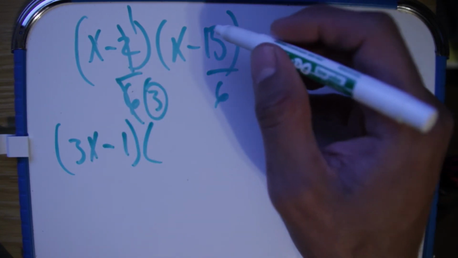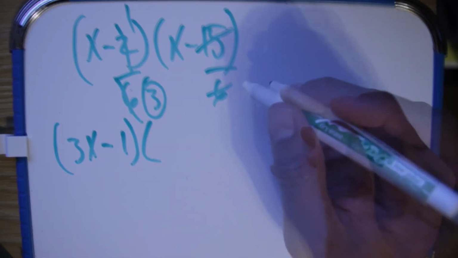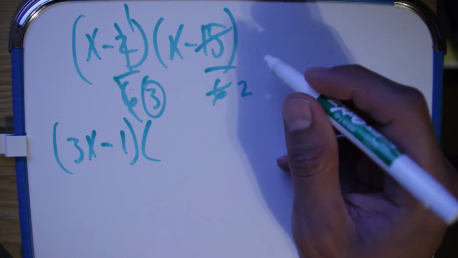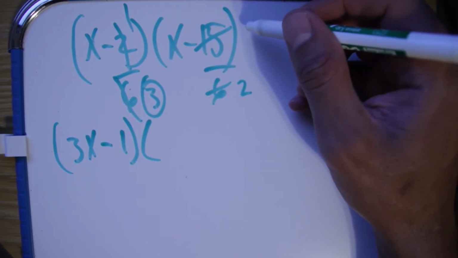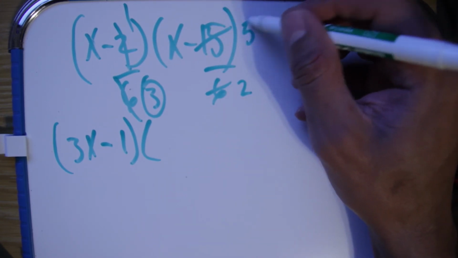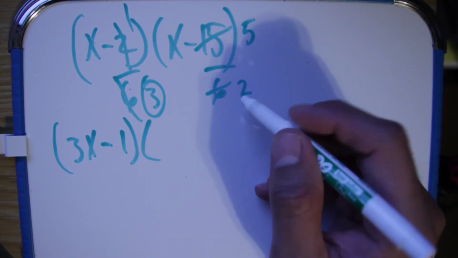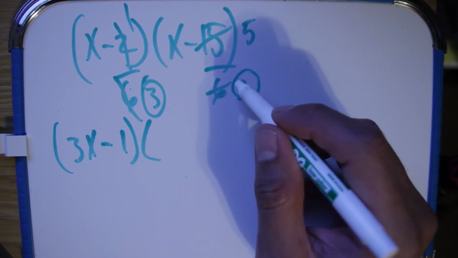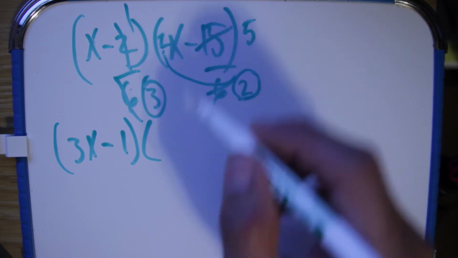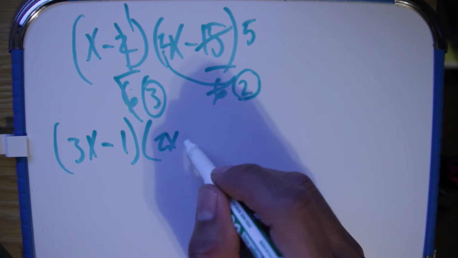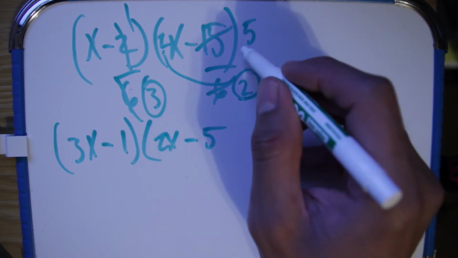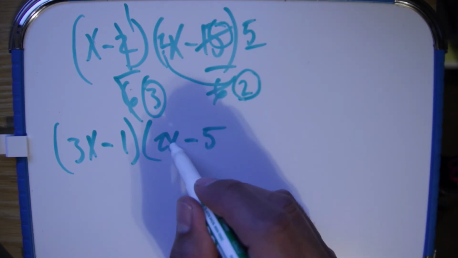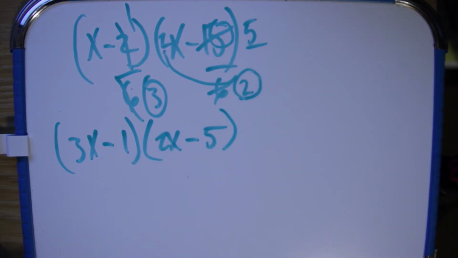Same thing with this. Now you can divide these each by 3. 3 goes into 6 2 times. 3 goes into 15 5 times. So then this 2 gets brought up over here. So then you have 2x minus 5. Remember, this one was the top number. That's the answer. That's it.